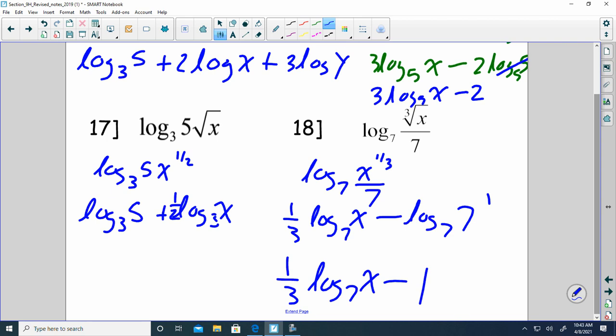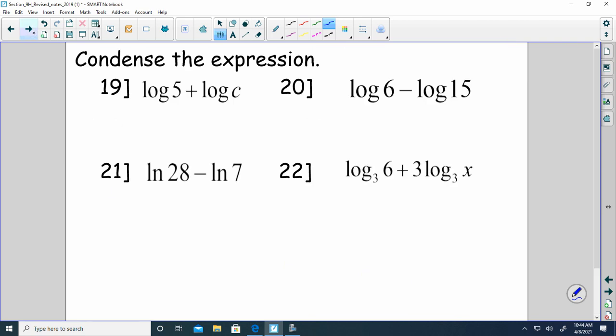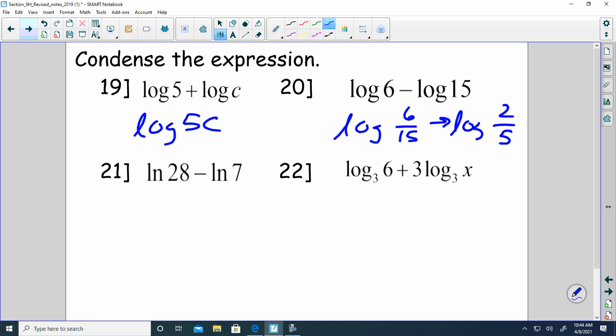So if we can expand, my friends, we can condense. If we condense, we put it back under 1 log or 1 natural log. All right. So I'm going to condense the following. These are all positive, so that means they would have been multiplied together. So I just get log 5c. And if log sits by itself, that means it's log base 10, but we don't have to put base 10 because it automatically goes to that. Number 20. Which part's going to be denominator? 15. So I'm going to get log base 6 over 15. My friends, can I reduce 6 over 15? I think 3 goes into both. So I'm going to get log base 2 over 5. Done.